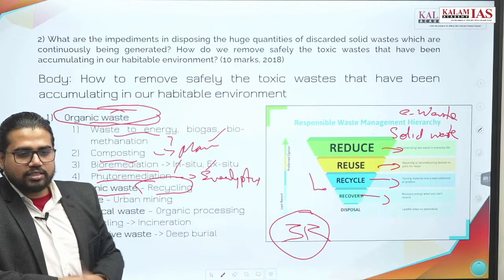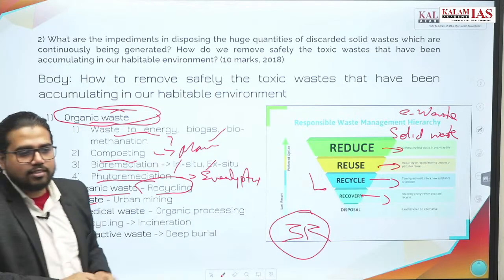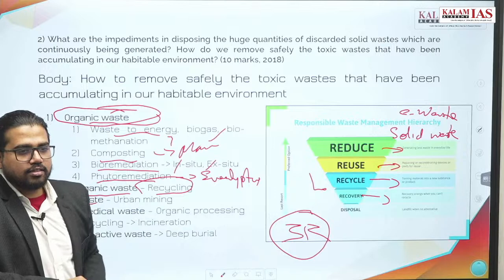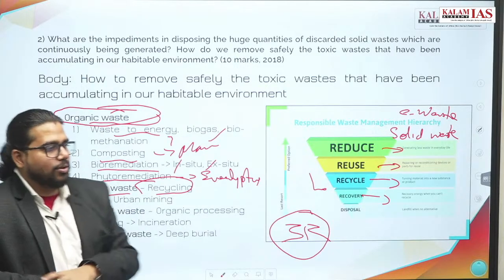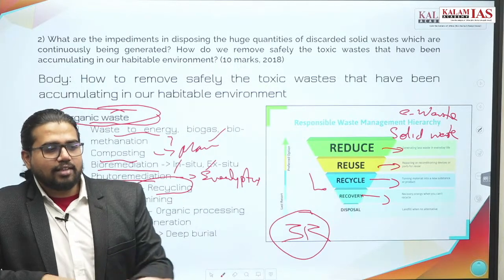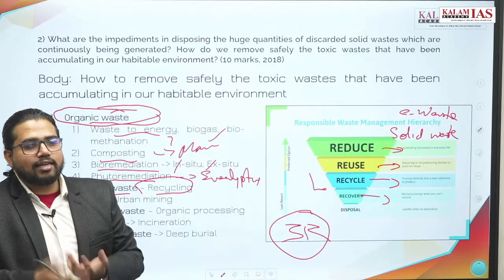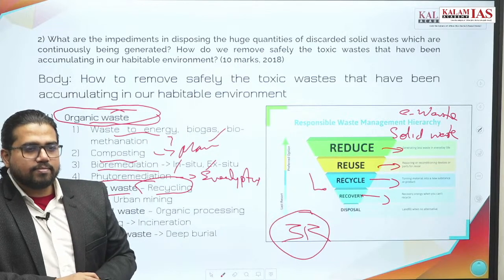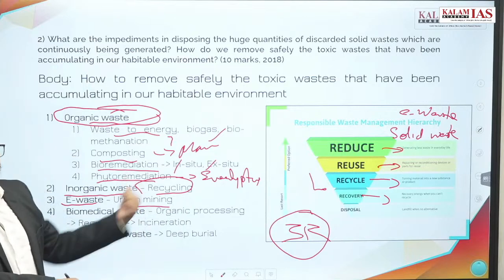Mobile phones, all this. E-waste, what to do? What is urban mining? Not necessarily landfill. There are so many mobile phones. We will create a system to extract minerals from these, mostly from e-waste and all. So that is urban mining, that can be part of the solution.